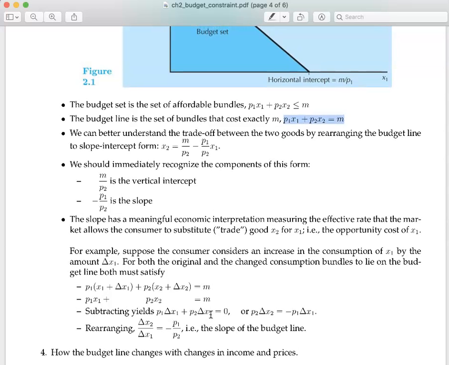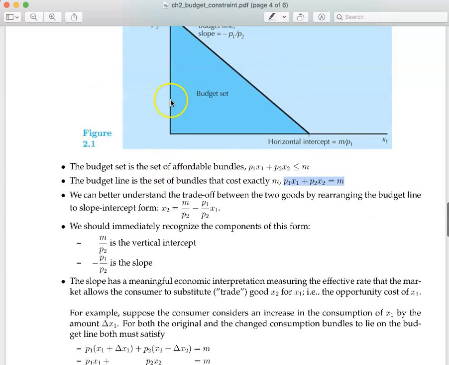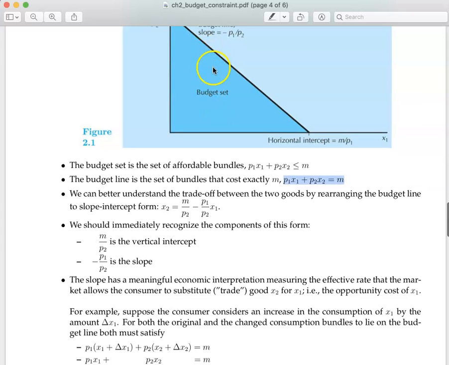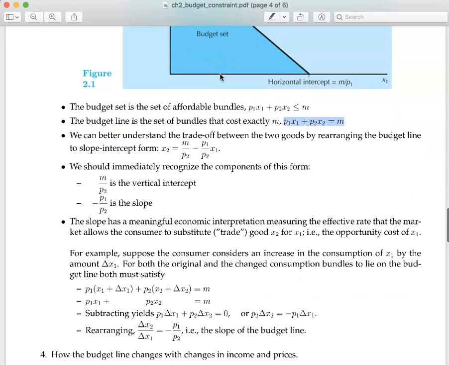Now, we are going to talk a little bit more about the slope here. So the slope has a definite, meaningful economic interpretation, and that simply is the effective rate at which the market, that is, the market prices, allows the consumer to substitute or trade one good for the other, in particular to trade good X2 for X1. In other words, it's the amount of X2 that one has to give up in order to get an additional unit of X1. And you could think of the rise over the run here, right? Draw a little triangle here, and you could think of rise over run.